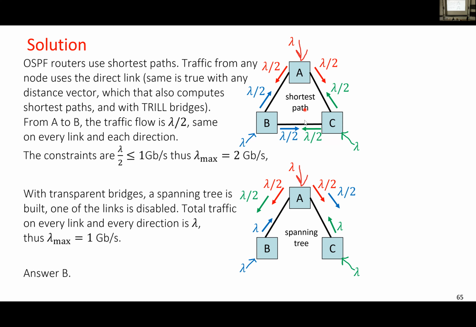If we use the spanning tree, it will break one of the links because it's not able to use a topology that has loops. So for example, if it breaks this link here, this is what happens to the flow.